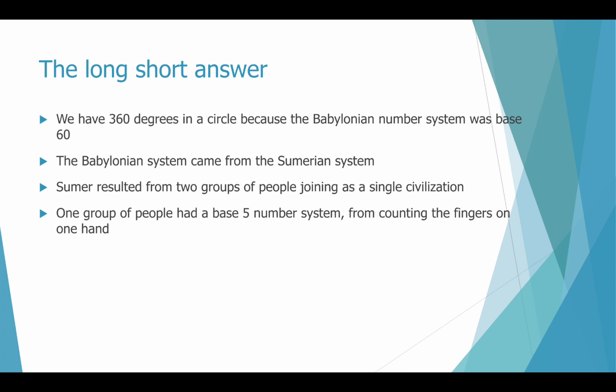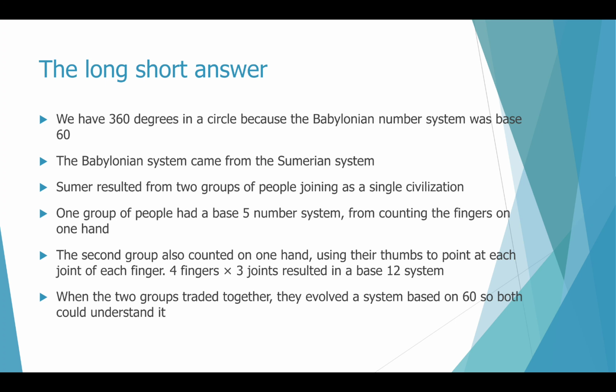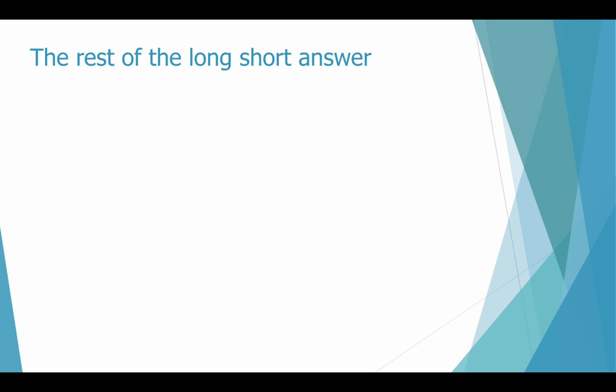One group had a base 5 number system, counting the fingers on one hand, while the second group also counted on one hand, using their thumb as the pointer at each joint of each finger. So 4 fingers, 3 joints, base 12. When these people with the 12 base number system and the 5 base number system got together as a single civilization, we got the 60. 5 times 12. So both could understand it. And that became the system.